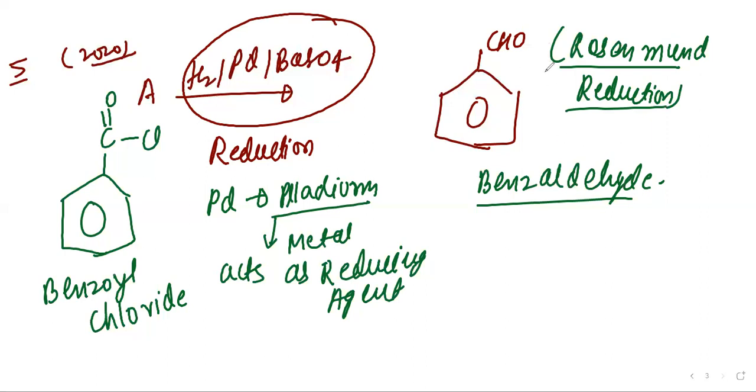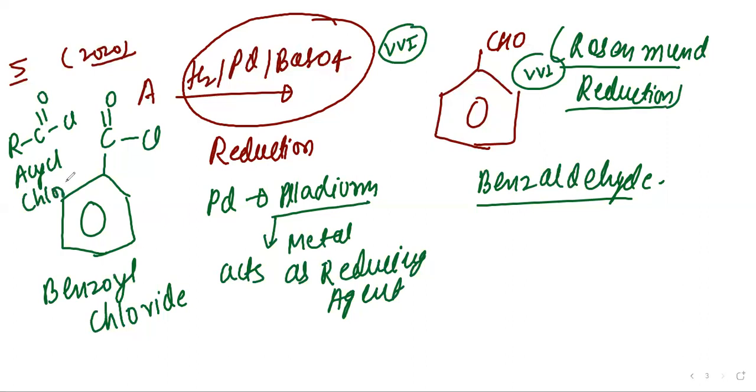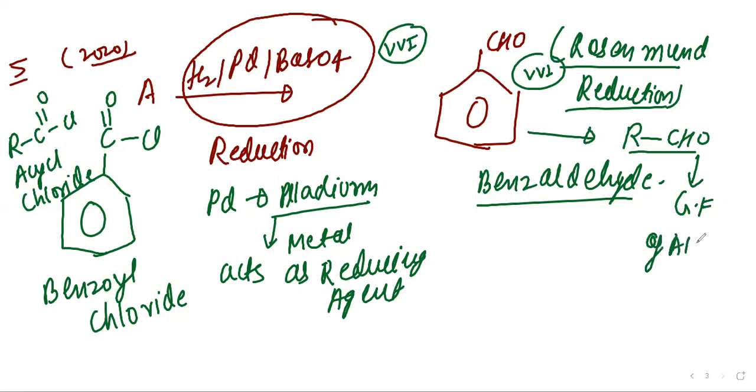Remember the name is also important, and this reagent also. And here acyl chloride: its general formula is R C double bond O Cl. This is called acyl chloride, and the product formed is aldehyde. Its general formula is RCHO. This is the general formula of aldehyde. So write all the explanation.